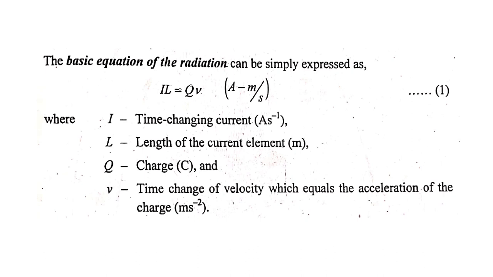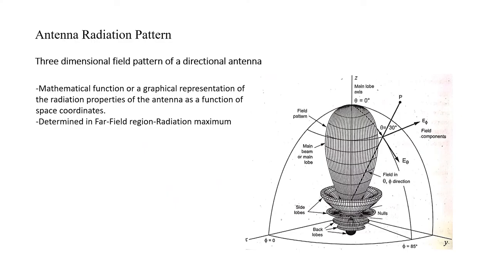So these are the basic equations of radiation. I L is equal to Q v dot, where I represents the time-changing current and L represents the length of the current element. Q represents charge and v dot represents the time change of velocity, which equals the acceleration of the charge. Shown here, right?